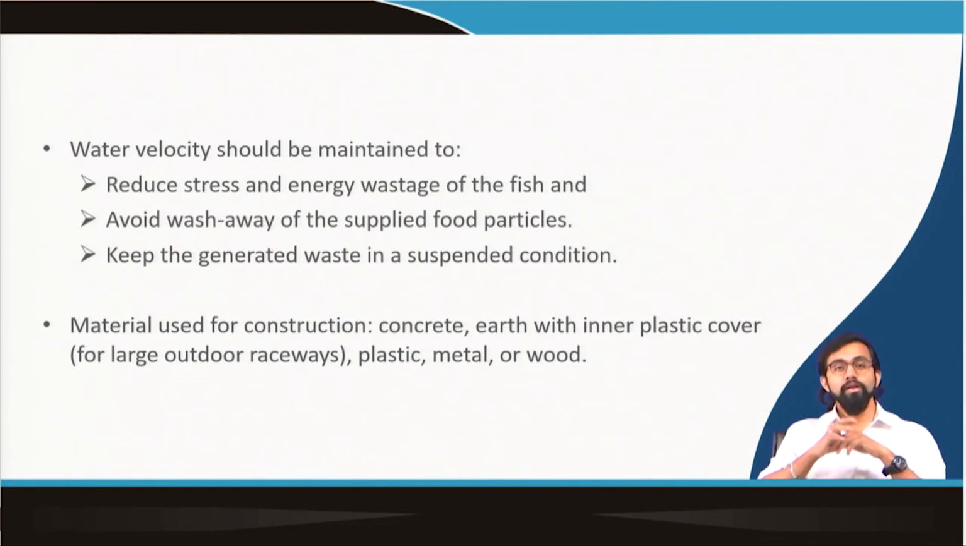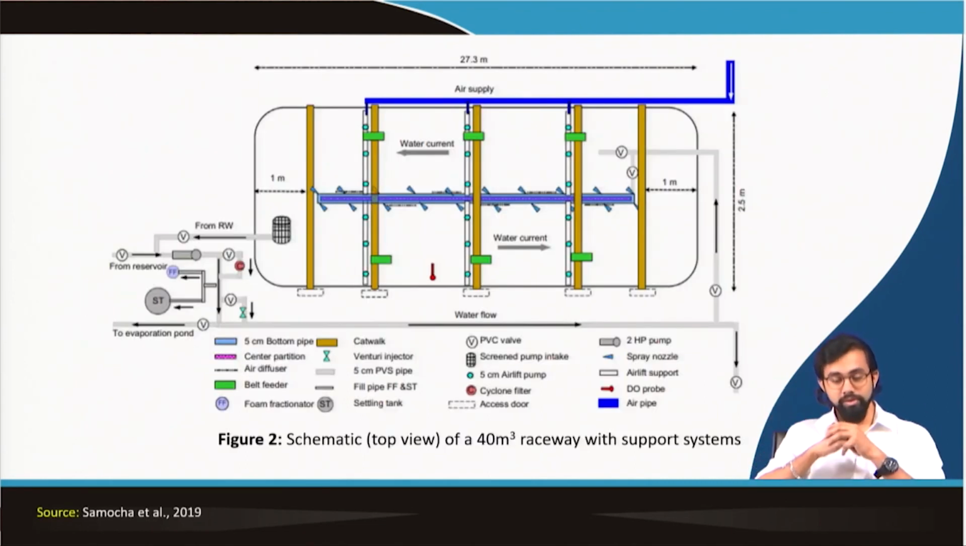Okay. So the materials used for construction are concrete, or earth with an inner plastic cover for large outdoor raceways. Plastic, as I discussed, HDPE, and this FRP material, the fiber reinforced plastic. These FRP materials are very famous nowadays. Metal or wood can also be used for designing this kind of raceway. You can see the typical design, the schematic of a 40 meter cube raceway, taken from Samuel et al. 2019. You can look into this paper; it will give you a very broad idea about what exactly I am discussing here.